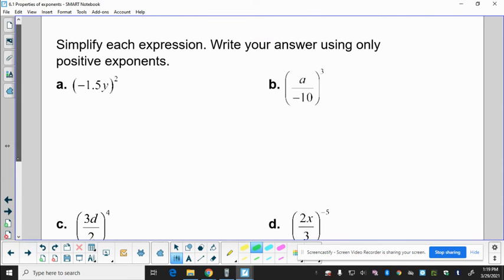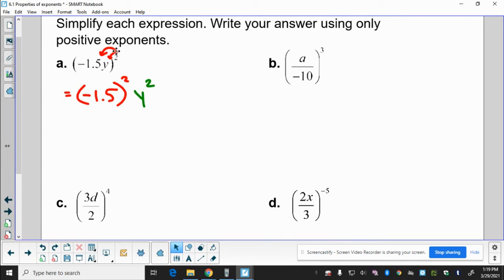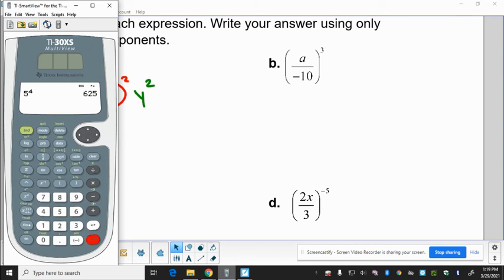Let's try some problems. Once again, no negative exponents. So if I'm going to do this first problem, this exponent of 2 gets applied to both of these. So what it equals would be negative 1.5 to the second power, and then y to the second power. So I need to figure out what negative 1.5 to the second power is. Once again, put it in parentheses if you're going to use your calculator.